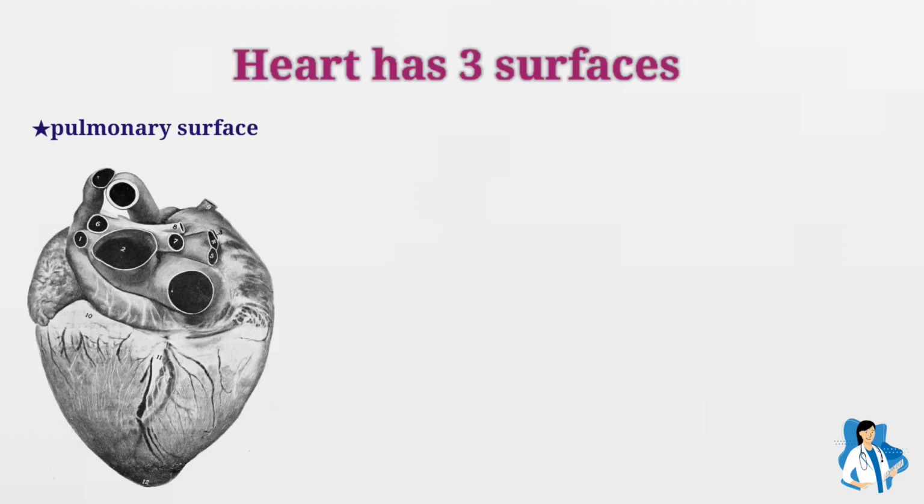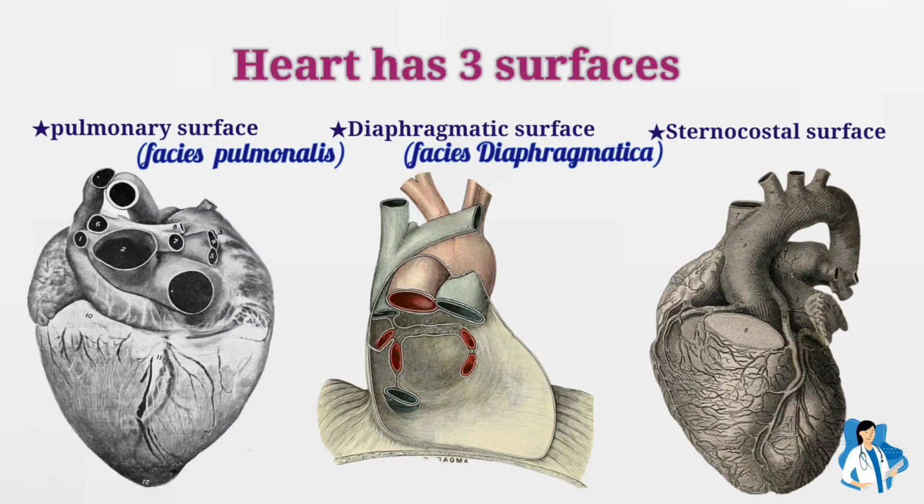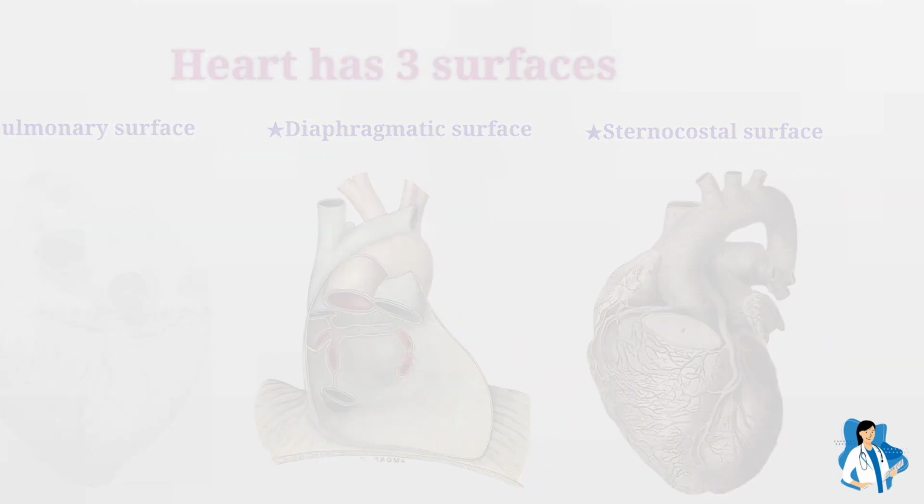Let's talk about external structure. The heart has three surfaces. First, the pulmonary surface, facies pulmonalis. Second, the diaphragmatic surface, facies diaphragmatica. Third, the sternocostal surface, facies sternocostalis. In the external structure, we can see a right margin present between the sternocostal and diaphragmatic surfaces.